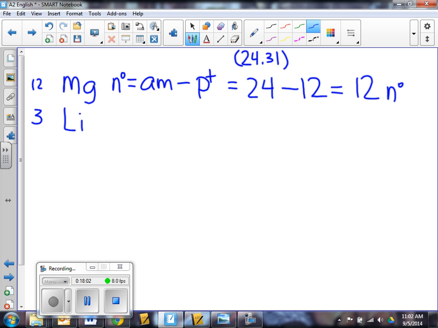For example, in lithium, same formula. Neutrons will be atomic mass minus protons. I'll take a look. I'll find that lithium's atomic mass is actually 6.94, but I'll round that up to 7. So you can round up or round down. The rules for rounding would suggest if the decimal is 0.5 or higher, you round up.